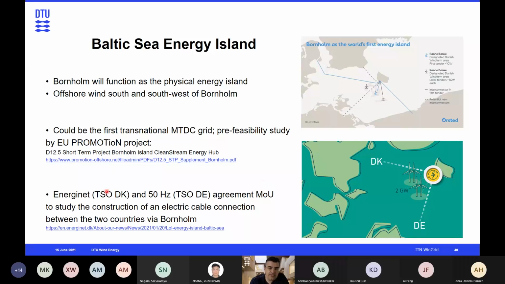And already Energinet and 50Hertz have signed a memorandum of understanding to study the construction of an electric cable connection between the two countries via Bornholm. So I think this has very good chances to happen in the near future.